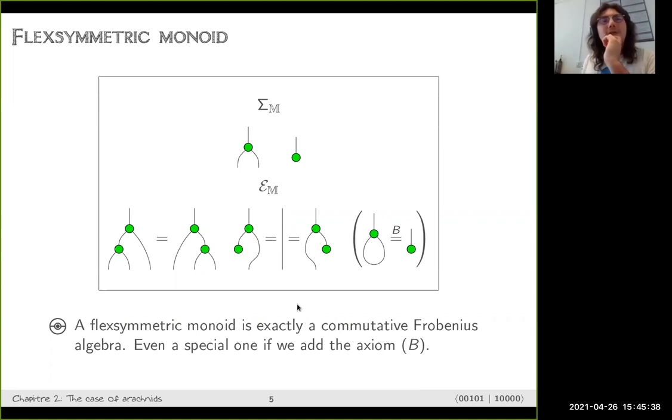So I don't know if it is clear for everyone, or do you want more explanation on why this is true? That if I just say the explicit part, just usual monoids, and if I am in a flexsymmetric setting, then I directly have a commutative Frobenius algebra.